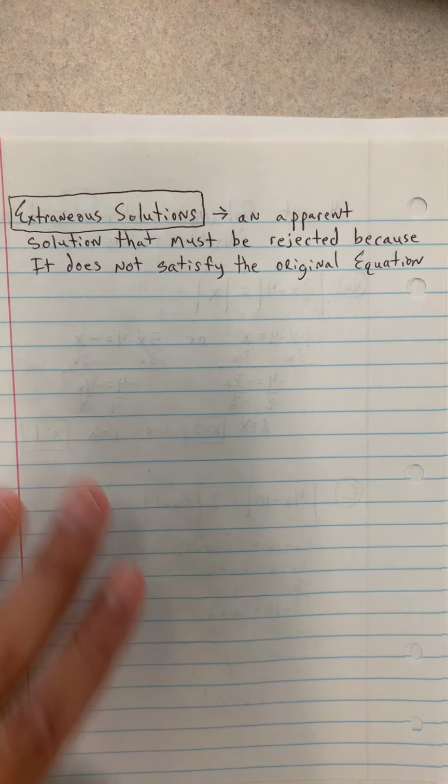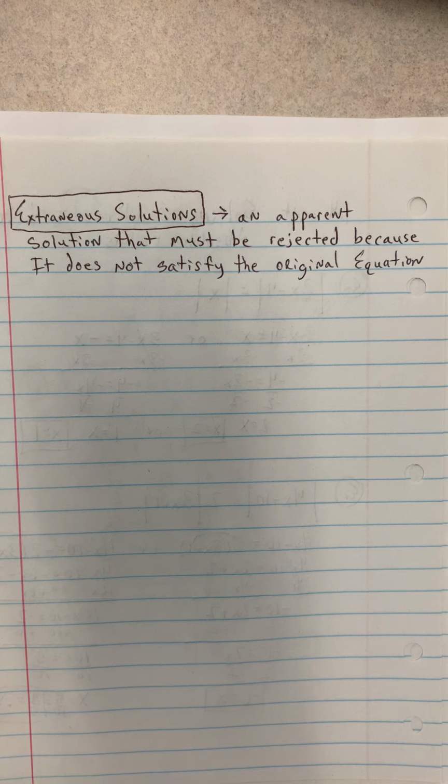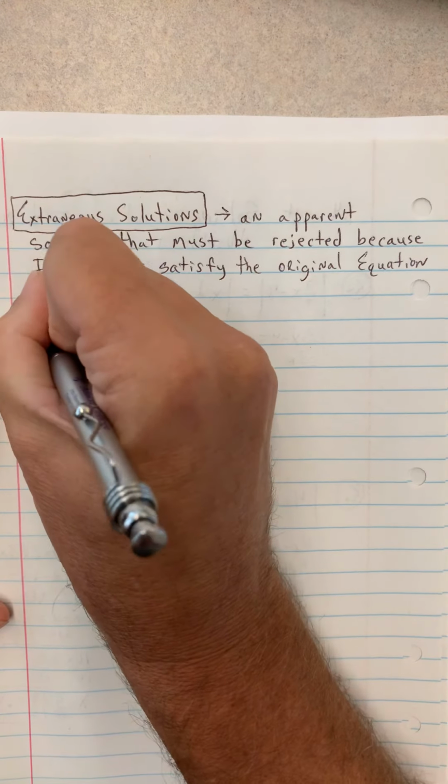What's that mean? It means that you are going to get an answer that when you plug that back in to the original absolute value equation, you are not going to get a true statement. You're going to get a solution for it, but when you check it, it ain't gonna jive, man. It ain't gonna jive. Here's what it looks like.